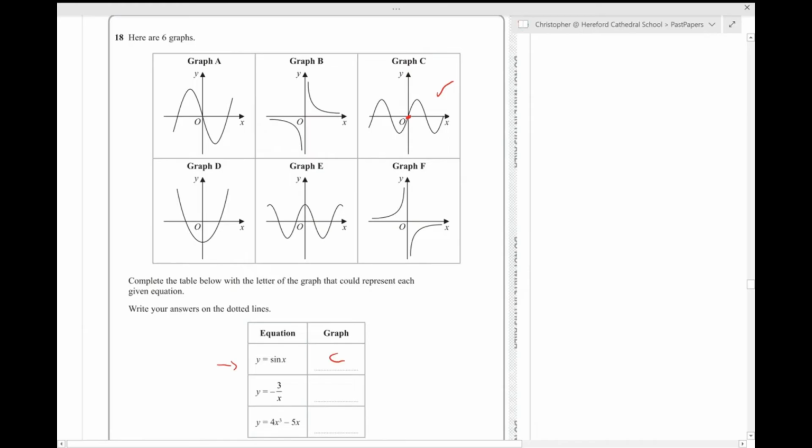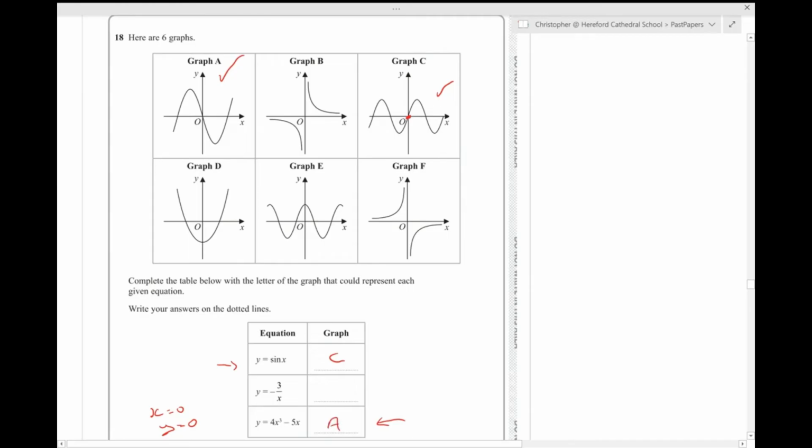Right, let's have a look next at this one here. Looking at that, I know that when x is 0, y is 0, and I know it's a cubic. Now, only one of my remaining graphs has the point 0, 0, and it's graph A, and that also looks like a cubic, so my answer is A there.